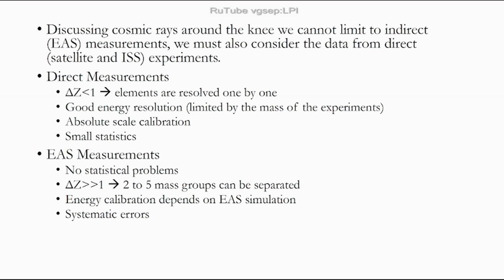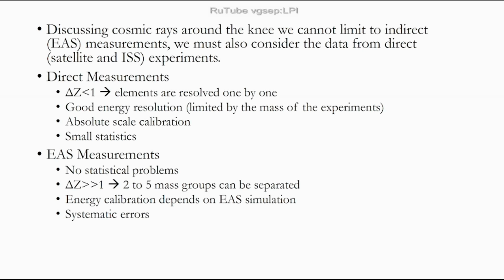Discussing the cosmic rays around the knee, we cannot limit ourselves to indirect measurements, which we can perform on the ground with extensive air shower experiments. But we must also consider the data we obtain from direct experiments, like those that are operating on satellites or on the International Space Station. These experiments are approaching the knee energies, and we have an overlap between direct experiments from satellites and indirect experiments, mainly those that are operating at a high altitude. I will come back to this point very soon.